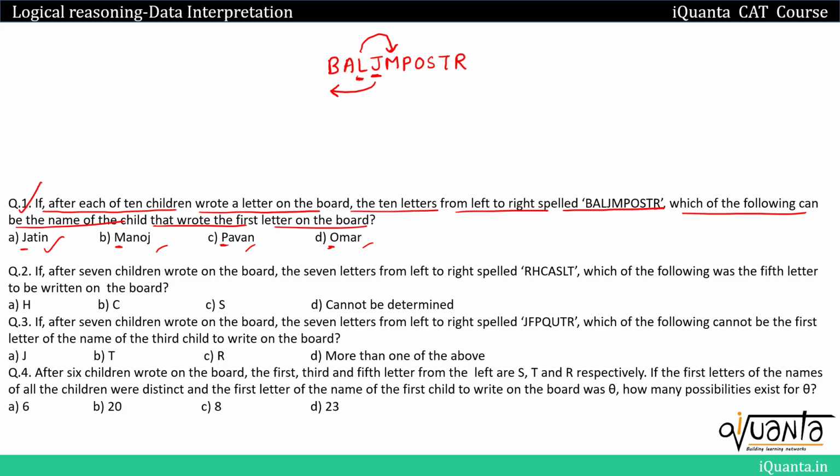So that means J cannot be the first letter that was written. Then let us check for the second option, that is M. So if M is the first letter that was written, if we look towards the left of M, then we have J which comes before M, so it is correct.